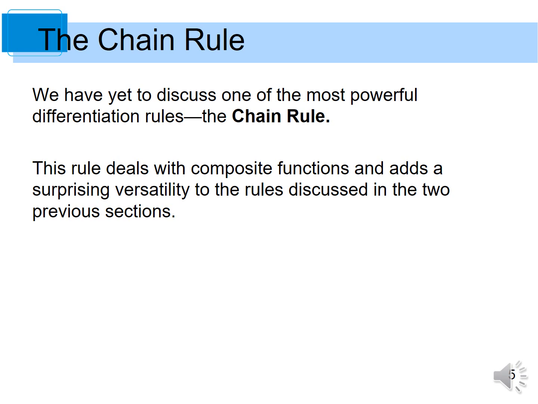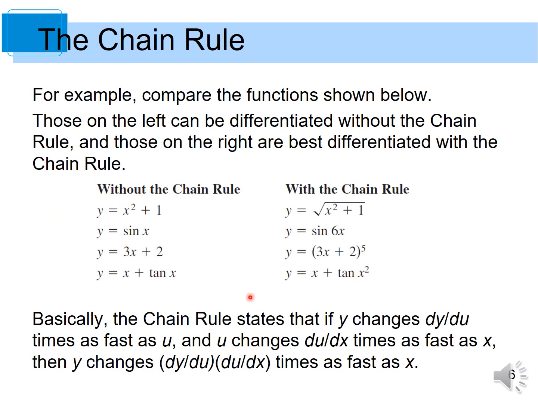We have yet to discuss one of the most powerful differentiation rules, the so-called chain rule. This rule deals with composite functions and adds a surprising versatility to the rules discussed in the two previous sections. Compare the functions below. Those on the left can be differentiated without the chain rule, and those on the right are best differentiated with the chain rule.